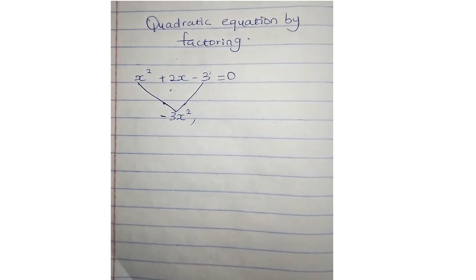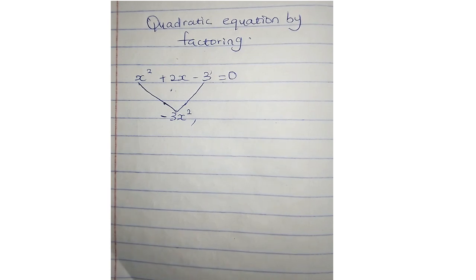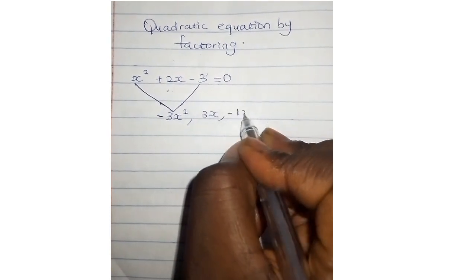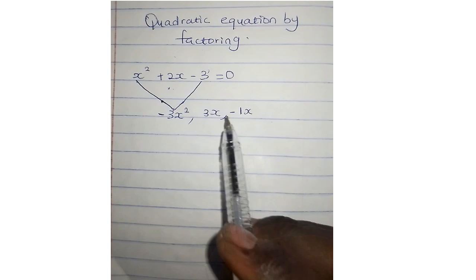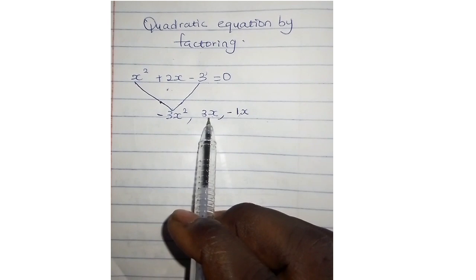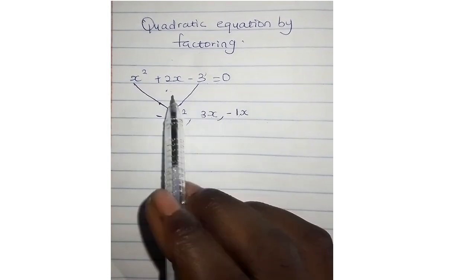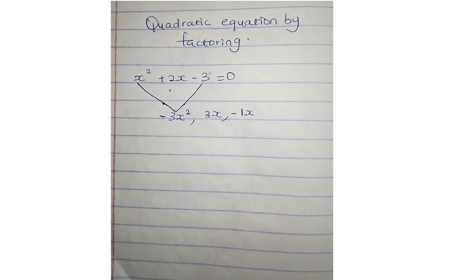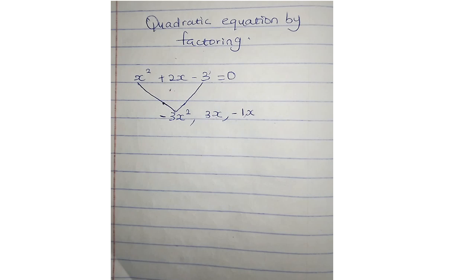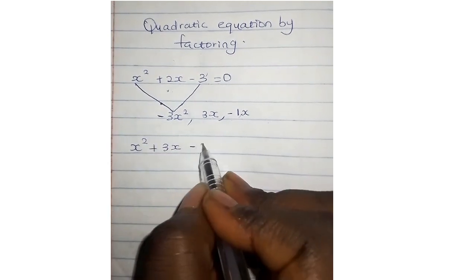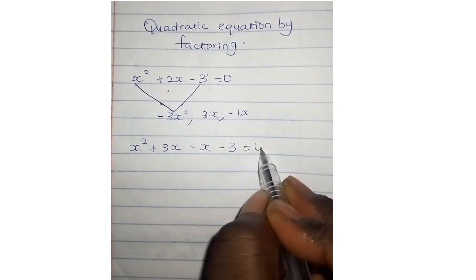Is any number coming to your mind? Oh yes, there are two numbers we can use. And those numbers are 3x and negative 1x. Now, let's see if we are correct. 3x multiplying negative 1x is going to give us negative 3x squared. 3x minus 1x, we're going to have 2x. So we're looking for those two numbers. So now in place of 2x, we're going to put 3x and negative x, or negative 1x. So that's going to give us x squared plus 3x minus x minus 3 equals 0.